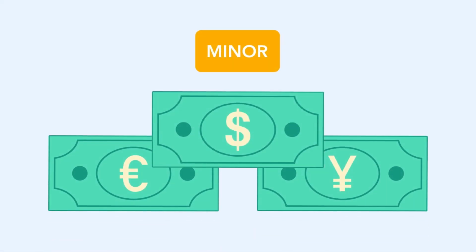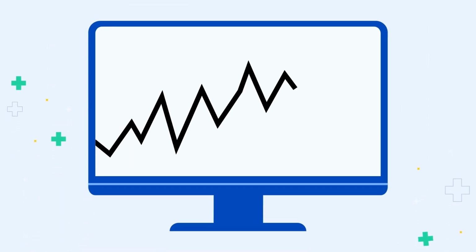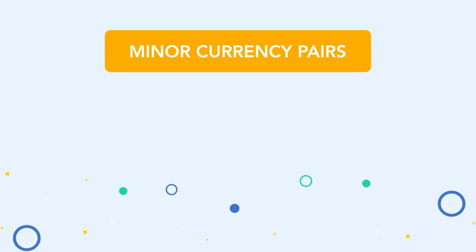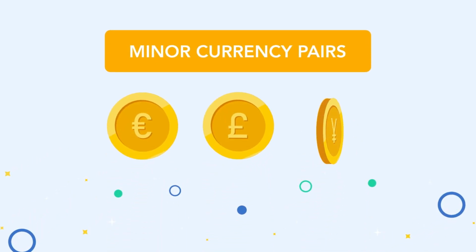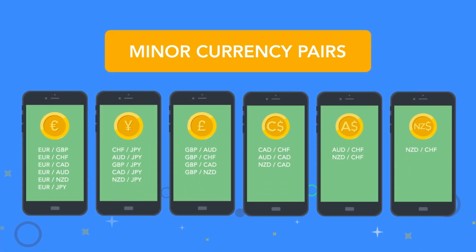Minor currency pairs, also known as crosses, do not contain the US dollar. They have slightly wider spreads but are still sufficiently liquid. The most actively traded minor currency pairs include the euro, UK pound, and Japanese yen. The minor currency pairs include the following.